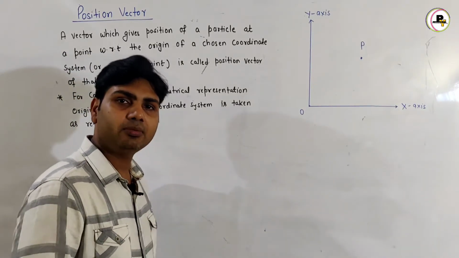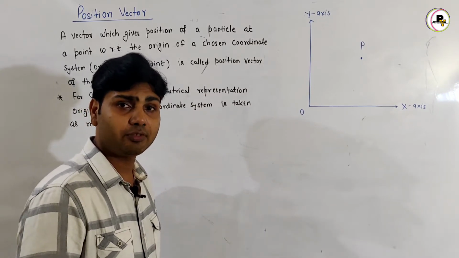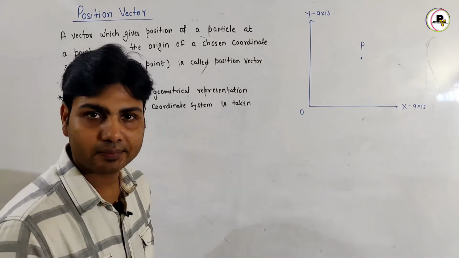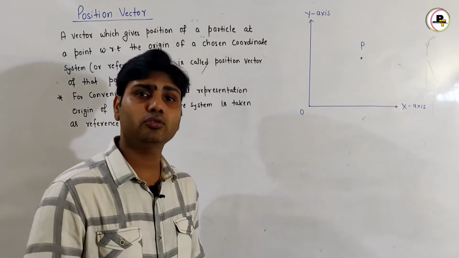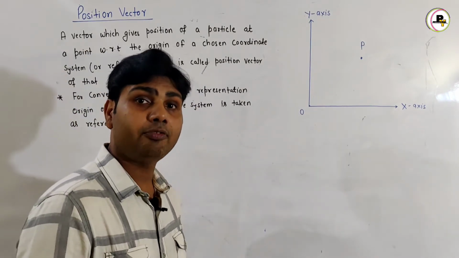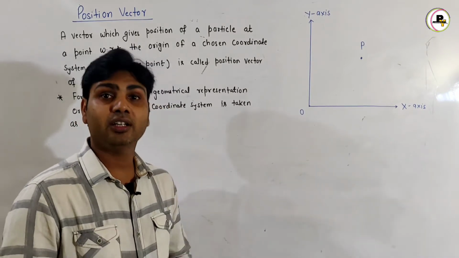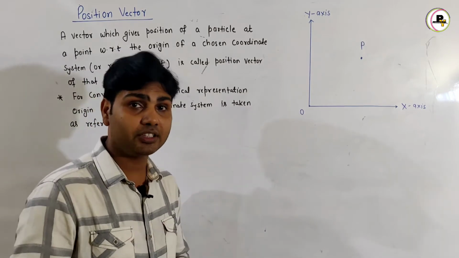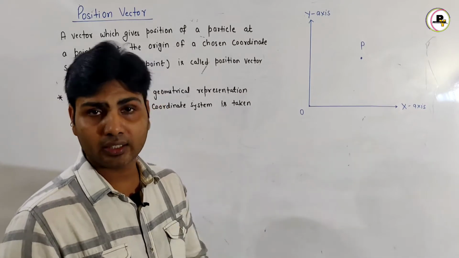A vector which gives the position of a particle at a point with respect to the origin of a coordinate system or reference point is called position vector. In our daily life, very often I used to tell my position to someone else. For that I used to take famous buildings, famous places, famous shops, bus stops or railway stations as my reference point, with respect to which I used to specify my location in terms of distance and direction.